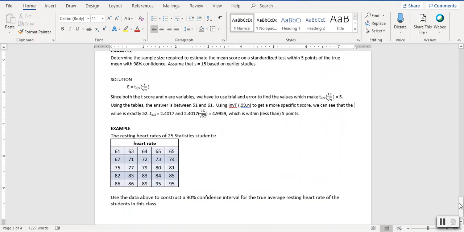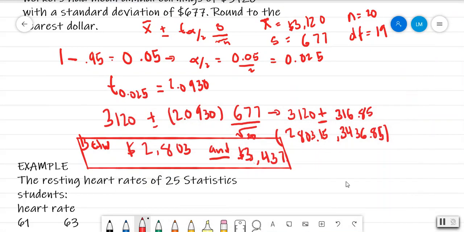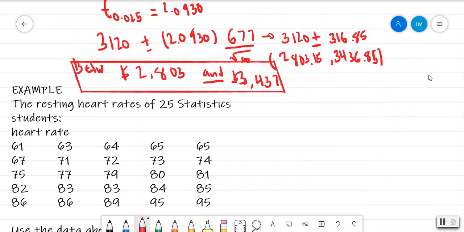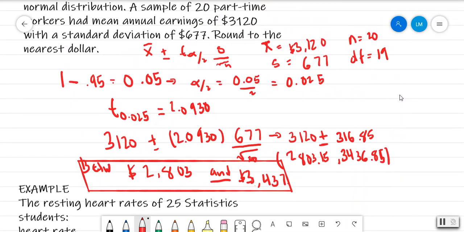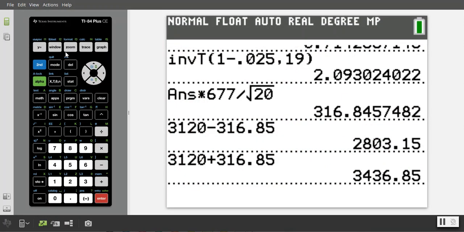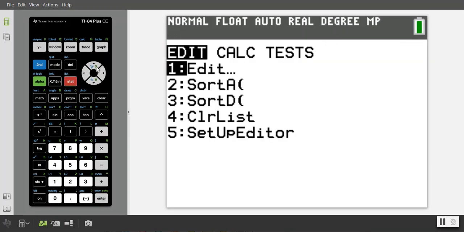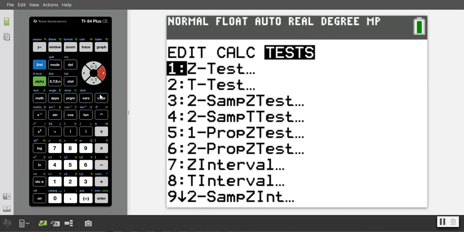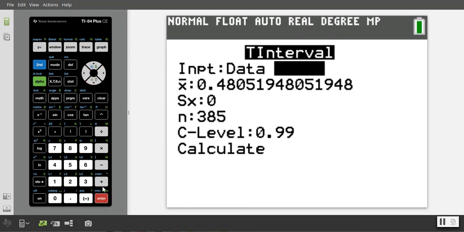Okay, so the next one that we're going to look at. This one was just finding the confidence interval. Now there is another way that you can do the confidence interval, which in this case would be STAT CALC TEST, and you just select the t interval. Because you wanted to use a specific confidence level, we can do that.